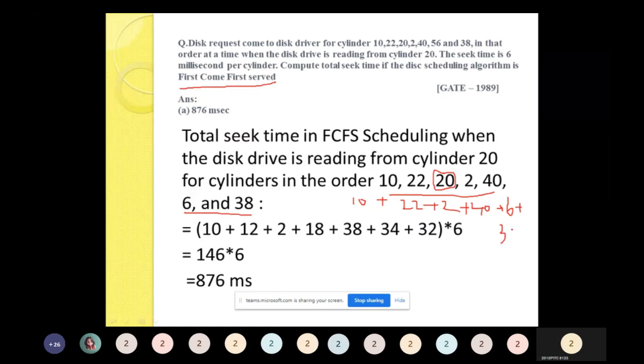So this is the order. Okay, this is the order. Here, why I'm writing like this: this is the difference from the starting cylinder. The starting cylinder is 20. So the difference between the starting cylinder and this one, 20 minus 10, is 10. Then 10 minus 22, 12.